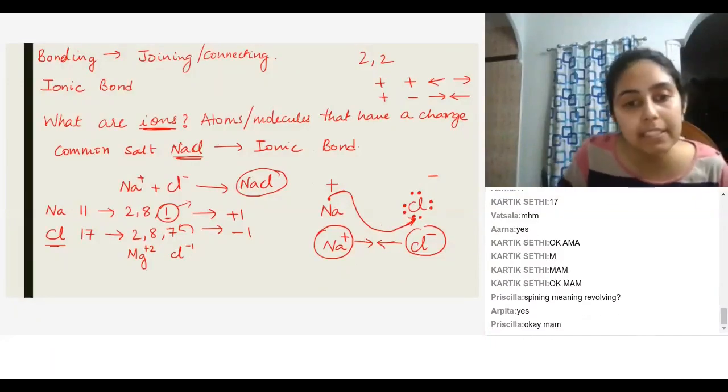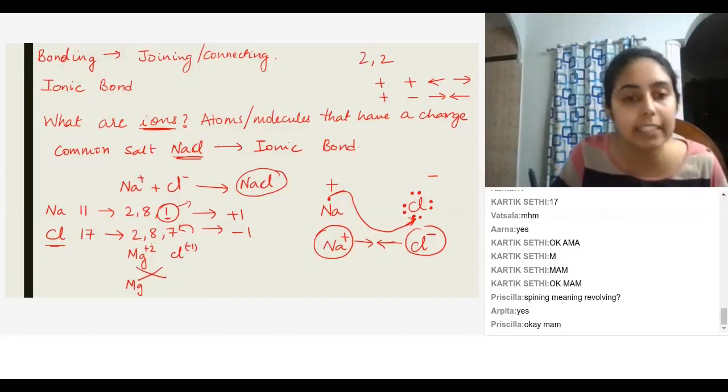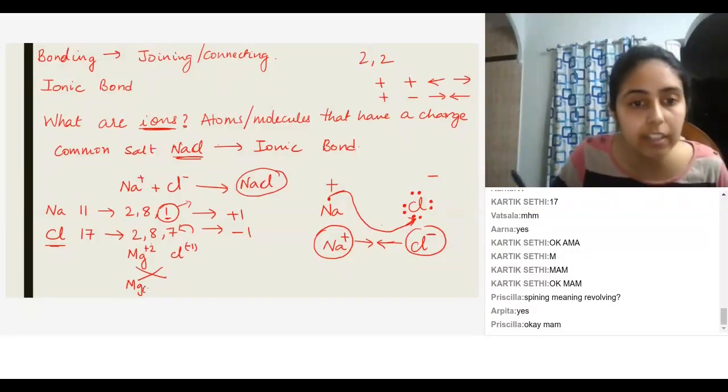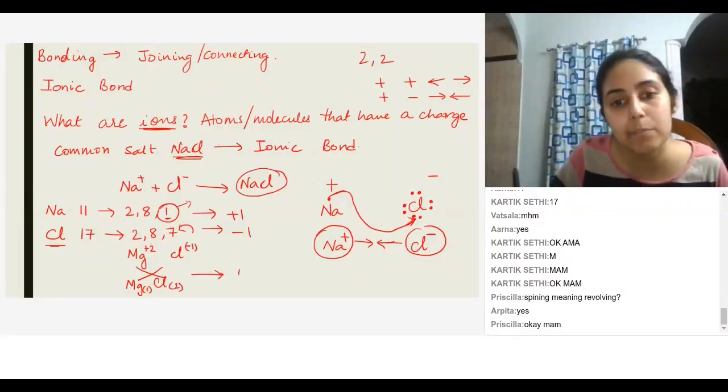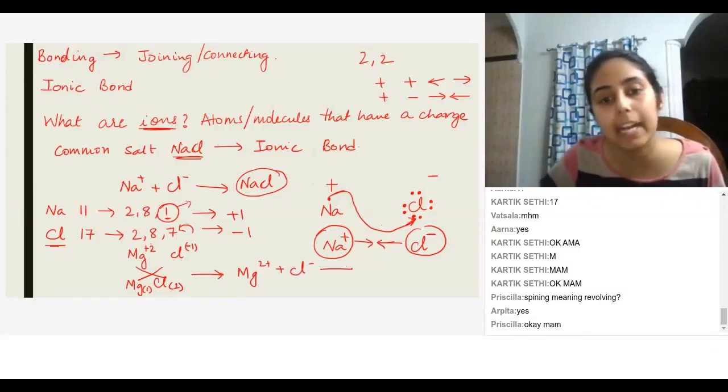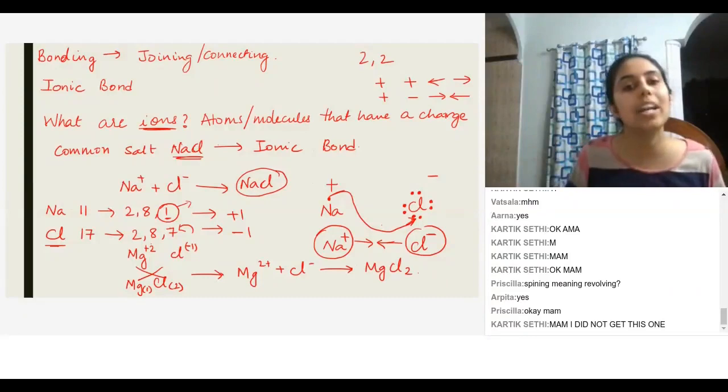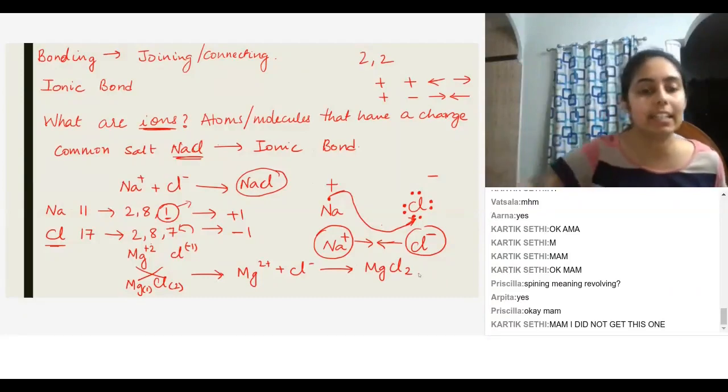What happens is these cross multiply. This minus 1, or just take the number, don't take the sign, ends up coming over here, and this 2 ends up coming over here. So you end up getting MgCl2. This is called magnesium chloride.